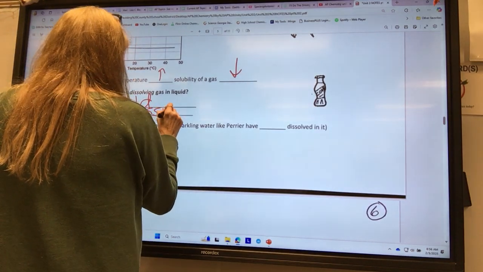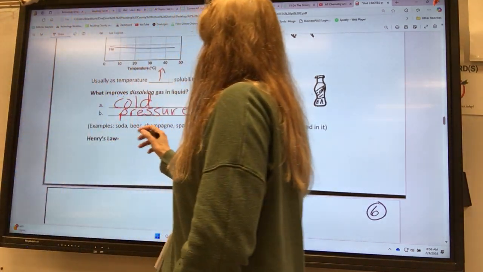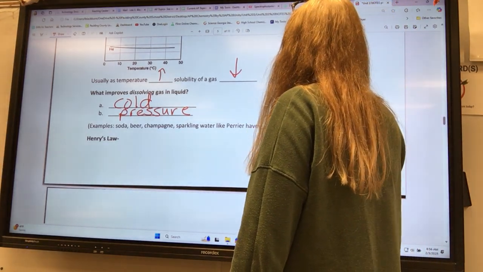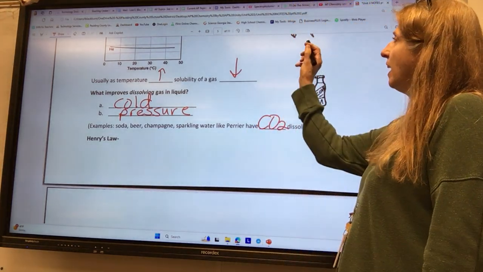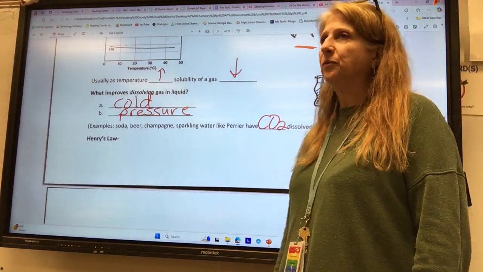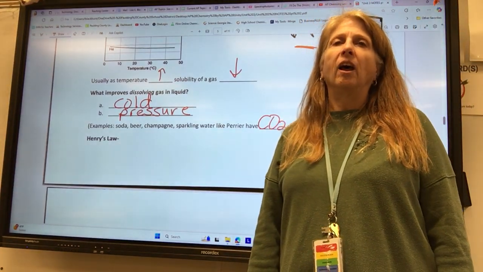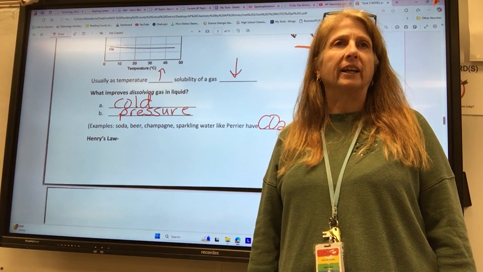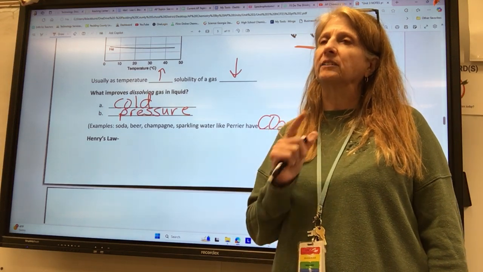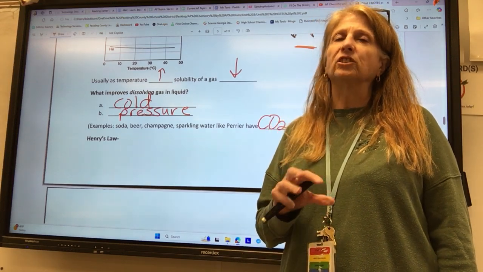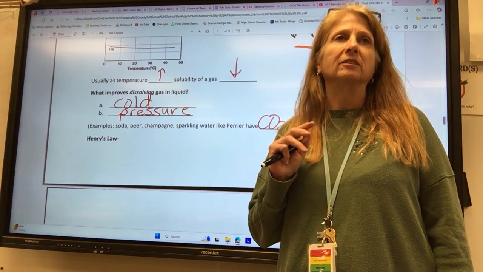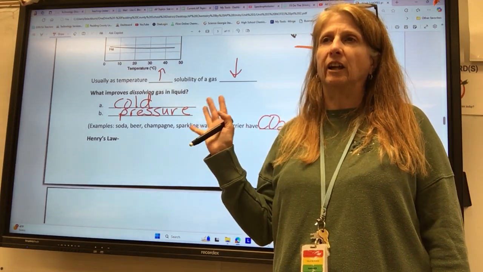So I always want to point out, so soda, beer, champagne, sparkling water, Perrier, they all have carbon dioxide gas dissolved in it. And I have a fish up here. What do fish breathe? Do they breathe the O in H2O? No, they breathe O2 just like us. So if your fish tank gets too hot, the oxygen will come out of the fish tank and your fish is going to die. So anybody killed their fish like that?